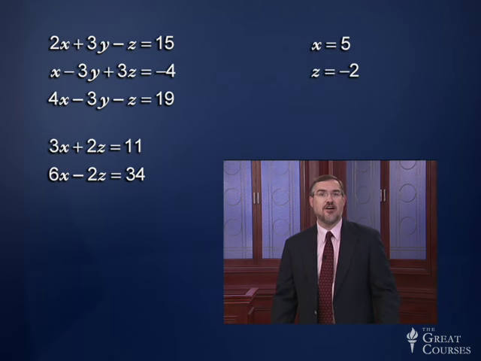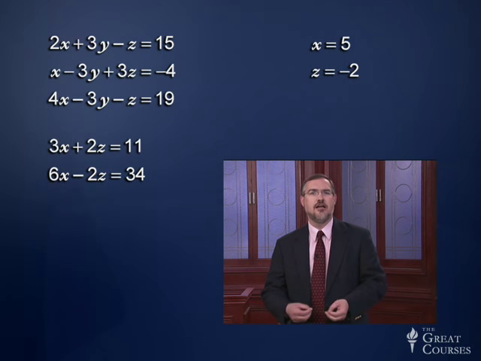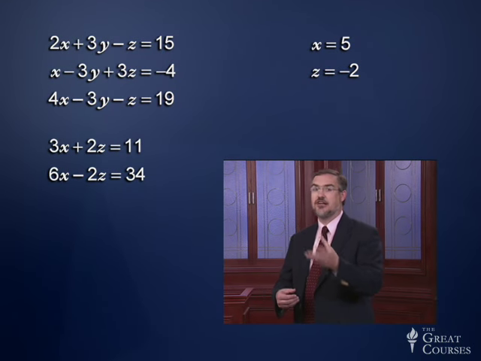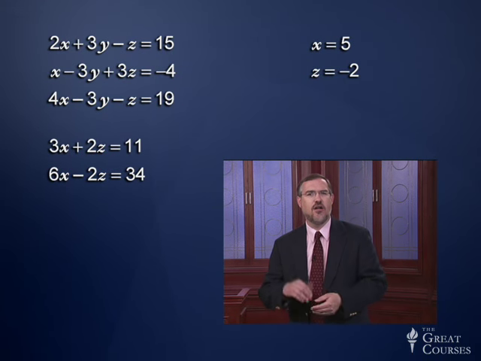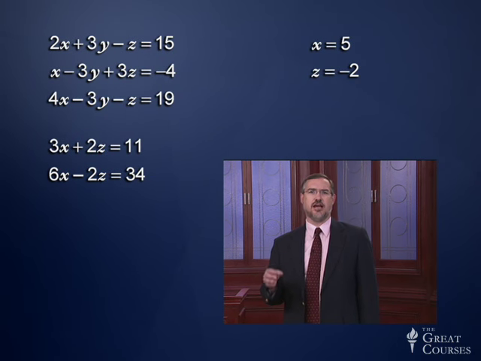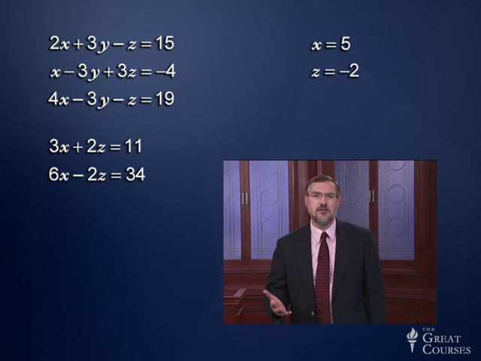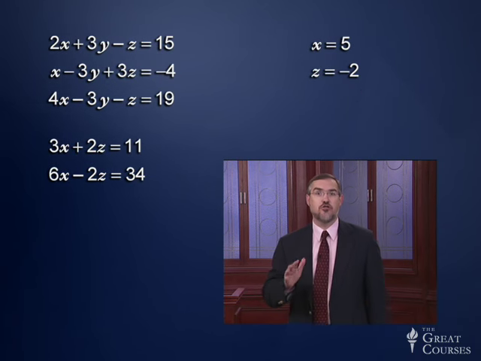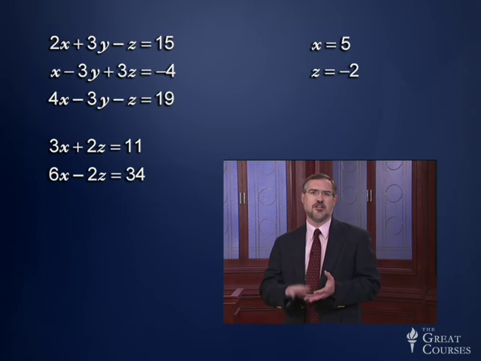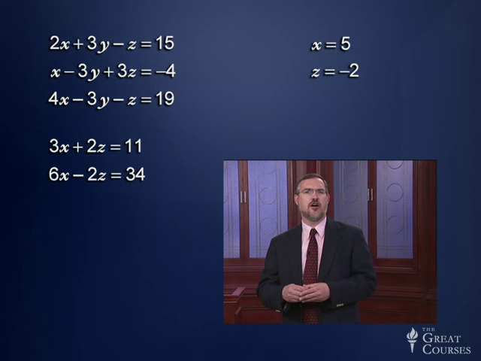So now I have a second piece of the puzzle. I now know that x equals 5. I knew that a moment ago. Now I know that z equals negative 2. Am I done? No, I still need to find y, but I'm now 2/3 of the way there. I know x and I know z. What do I do to find the y?